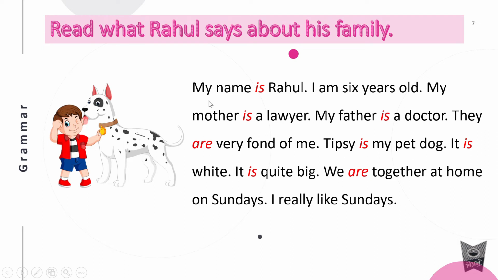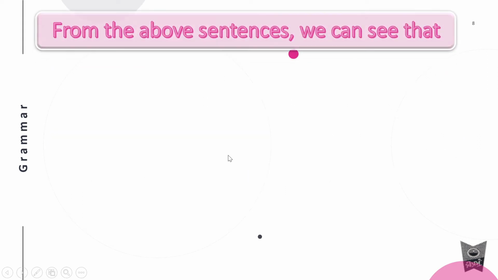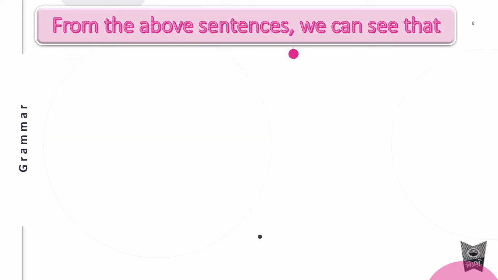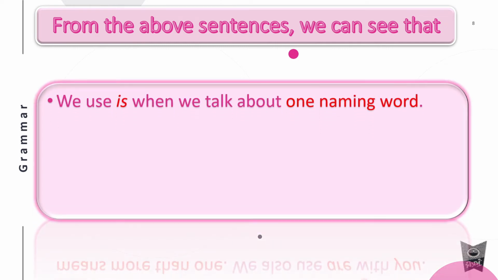So if you observe, when we are talking about one person, we are using is, and when we are talking about more than one person, we are using are. Okay, so let me explain you again. From the above sentences, what we can see is we use is when we talk about one naming word.